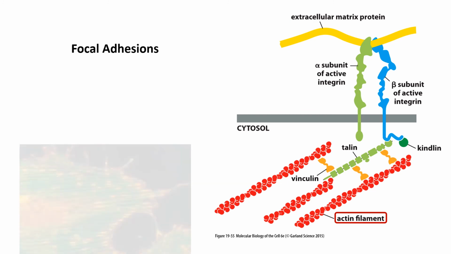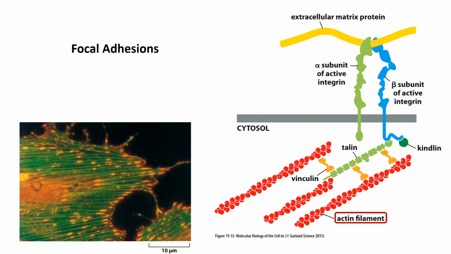Focal adhesions then are involved in cellular migration. They form and they go away over and over again, just like the cell would be taking steps along the extracellular matrix. The focal adhesions are highlighted in red on this immunofluorescent micrograph.